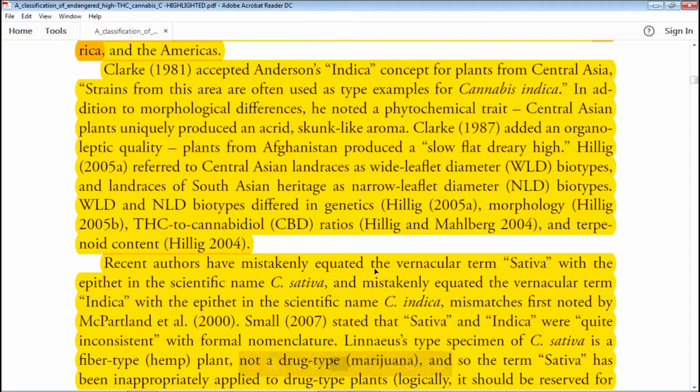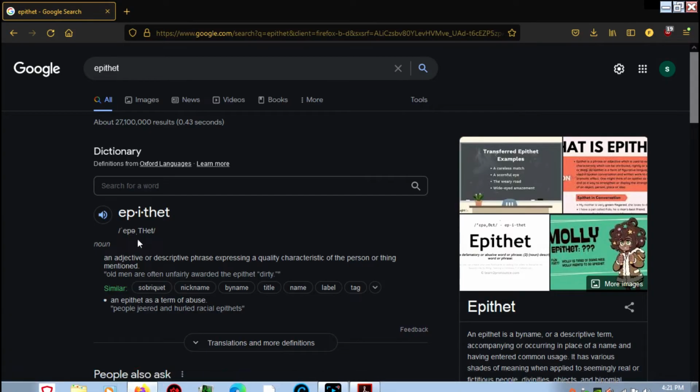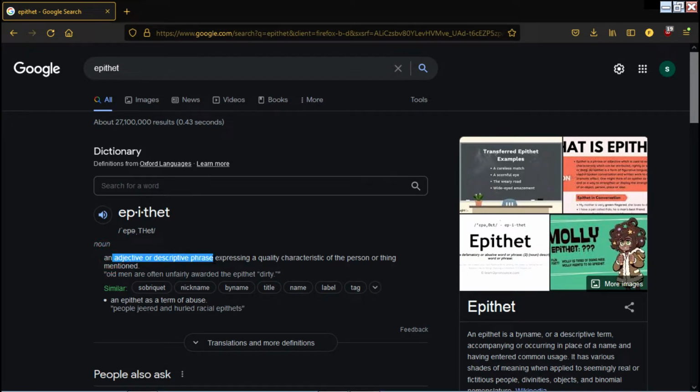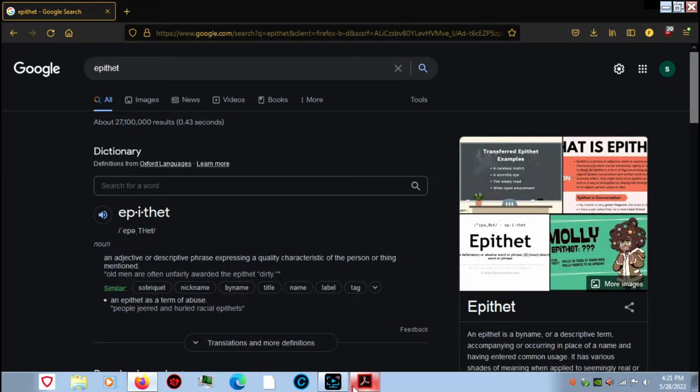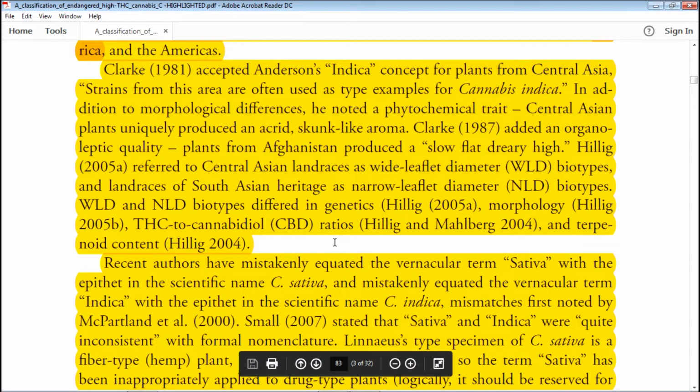Recent authors have mistakenly equated the vernacular term sativa with the epithet in the scientific name Cannabis sativa, and mistakenly equated the vernacular term indica with the epithet in the scientific name Cannabis indica. Mismatch is first noted by McPartlin et al. 2000. Don't know is an adjective or descriptive phrase expressing a quality characteristic of the person or thing mentioned. And so that's what they did with the terms sativa and indica.